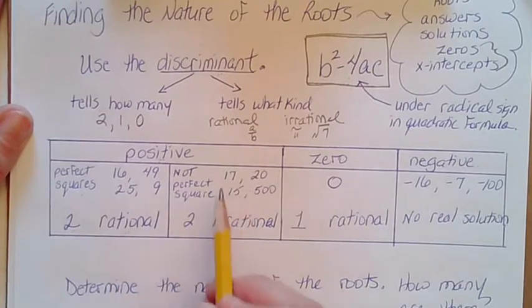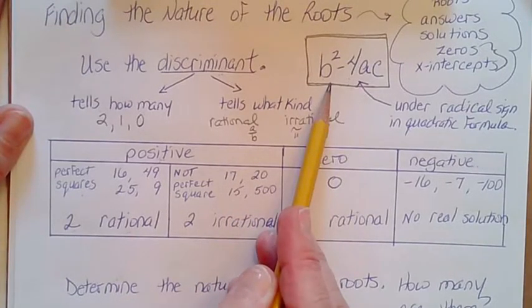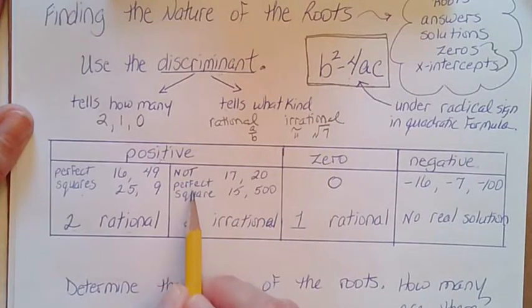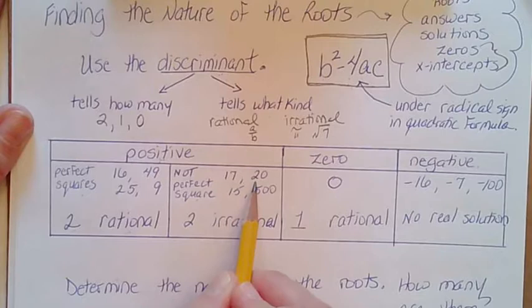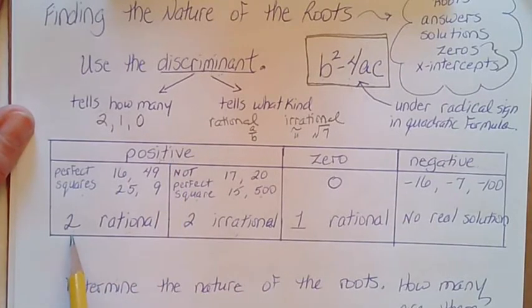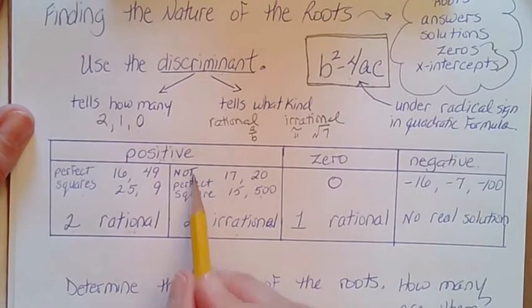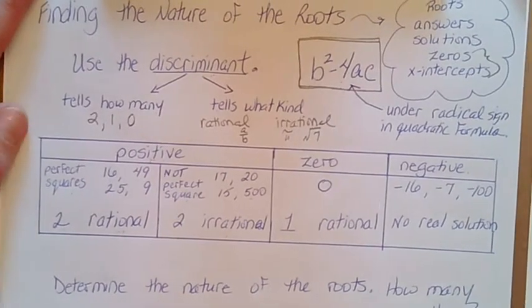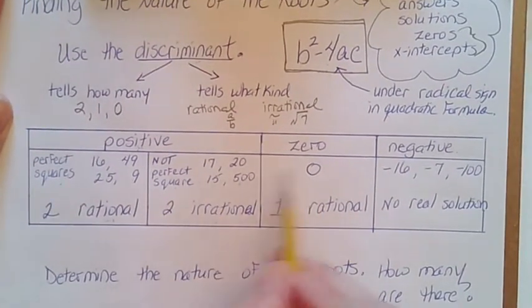If that positive number, b squared minus 4ac, is not a perfect square, like any other number, here are some examples, then when we, in the quadratic formula, go to take the square root of any of these, the radical does not go away. And since we keep the radical in our answer, we are going to have irrational roots. So positive numbers will give you two roots. Perfect squares are rational because the radical goes away. Not a perfect square is irrational. Okay, well, if your number is not positive, maybe your number is 0.